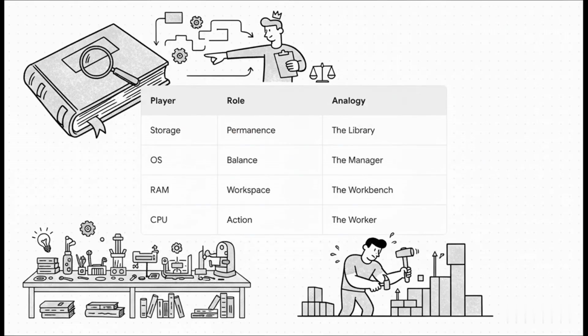So to really lock this in, let's do a quick roll call of our 4 main players using those analogies. Storage, that's the library where all the instruction books are kept. The OS, that's the manager, the boss, calling all the shots. RAM, that's the workbench, the only place any real work gets done. And the CPU, that's our tireless worker hammering away at the tasks. Library, manager, workbench, worker. Got it?